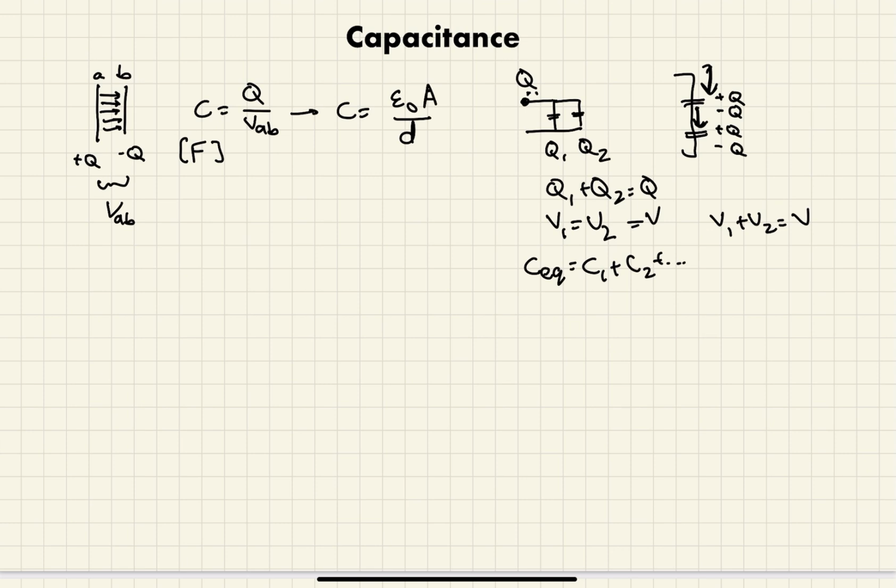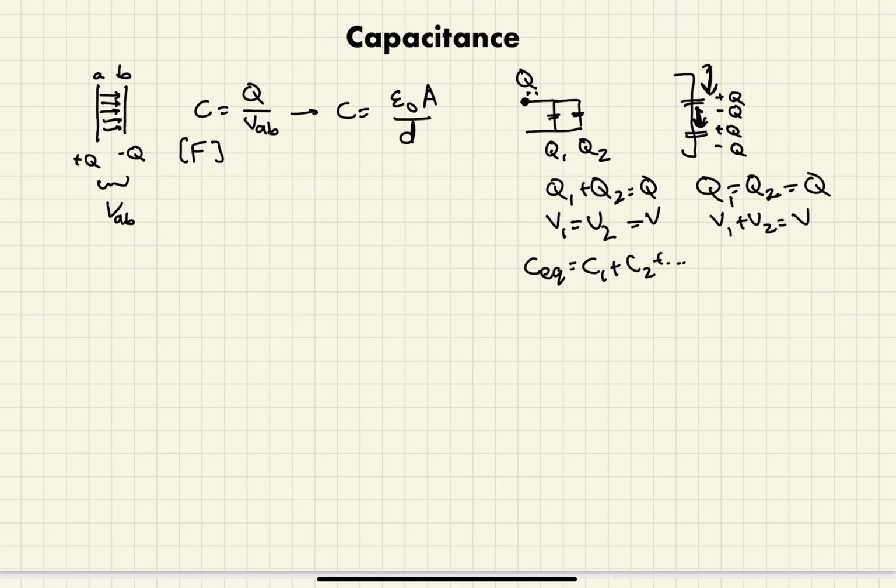Because it started off neutral. This side started off neutral and then became minus Q. And so that plus Q had to go somewhere. It's just leaving this capacitor and going to the next capacitor. And so that means the charge across different capacitors in series is going to be equal to the total charge.